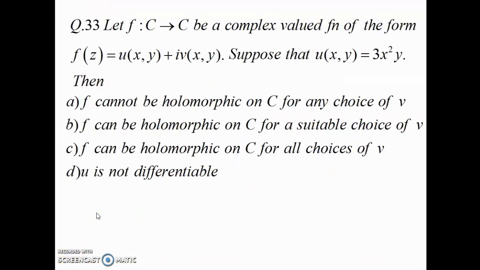So we have got f as not holomorphic, and u is clearly differentiable with respect to x and y. So option D cannot happen, and we got f is not holomorphic. So A, B, C, D doesn't happen. So our correct option is A.